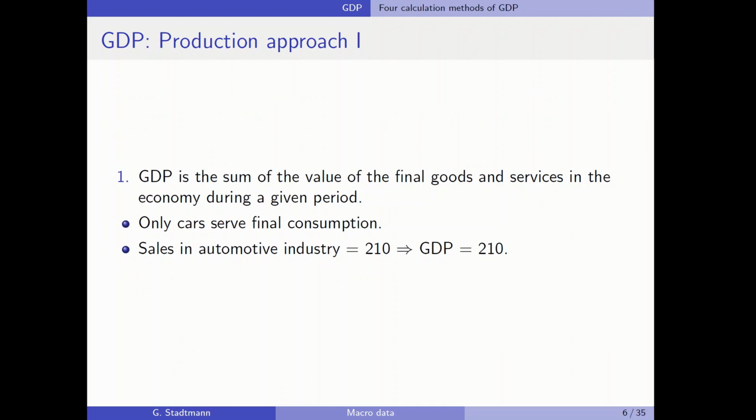Production approach 1, GDP is the sum of the value of the final goods and services in the economy which are produced during a given period. Only company 2 is producing final goods. So only cars serve as final consumption. So the sales in the automotive industry, this is equal to 210, and therefore the GDP is equal to 210.